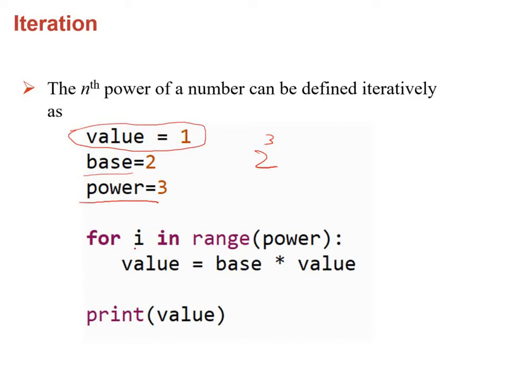Then you would do for i in range, and this is going to run the loop 3 times, so for 0, 1, 2. But this is just a dummy variable. We're not using this variable. We're just making sure that the loop runs 3 times. And for every iteration, we update the value of the variable value, and then print out the value outside the loop.